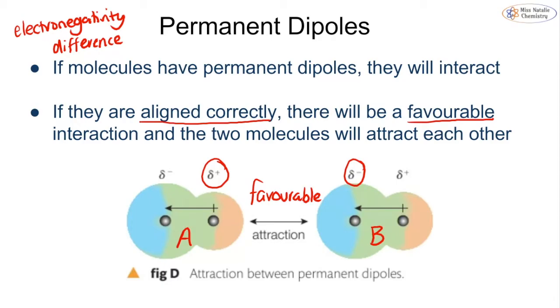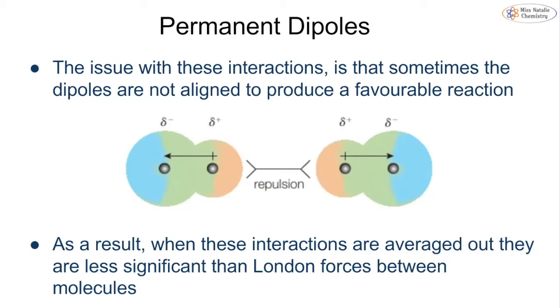And so we're going to get some sort of intermolecular force here. Now, the problem with permanent dipoles is there are times where the dipoles are not aligned, and this is not going to produce a favourable reaction. So, for example, if I have the delta positive end of A coming close to the delta positive end of B, we're going to get a repulsion here. So we don't get that intermolecular force of attraction here.